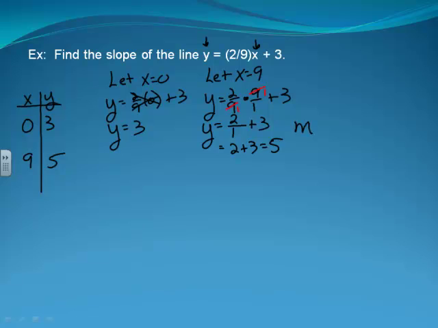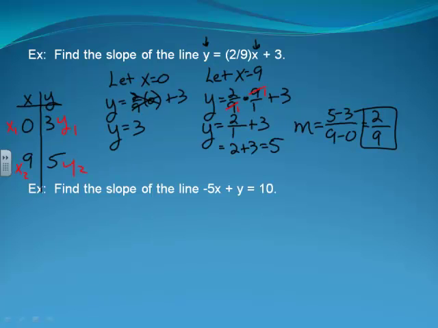I can then use my slope formula. If I label one of those points x1, y1, and let the other point be x2, y2, I know that slope is equal to y2 minus y1, or 5 minus 3, over x2 minus x1, which is 9 minus 0. I get a slope of 5 minus 3 is 2, 9 minus 0 is 9. I have a slope of positive 2/9.